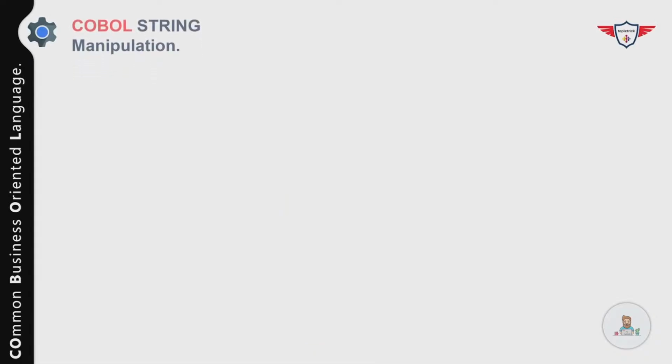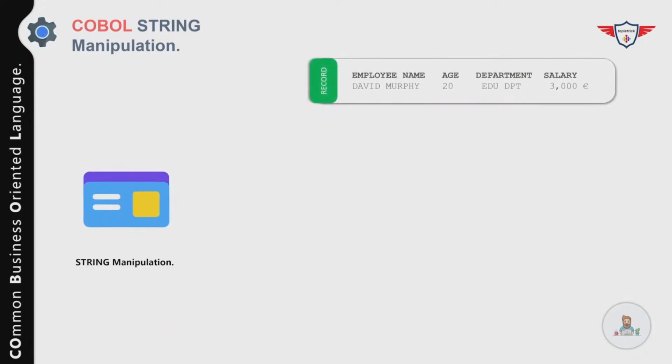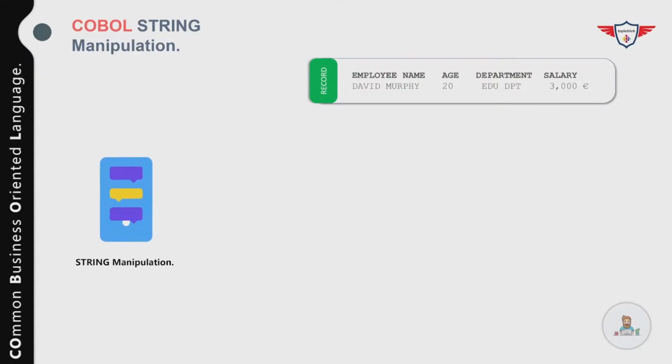Now let's try to understand how to perform string manipulation in your COBOL program. As you know, string manipulation is an important aspect of any programming language. And in most cases, you have inbuilt functions that can be used to perform various operations to fulfill your business requirement. Now let's try to understand what are the general operations you perform with a string.